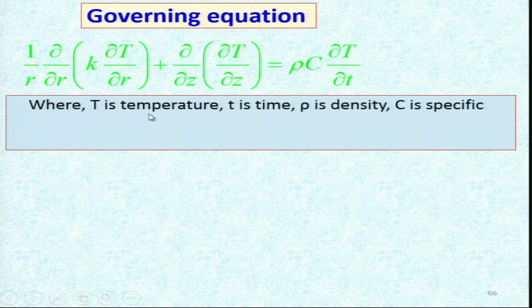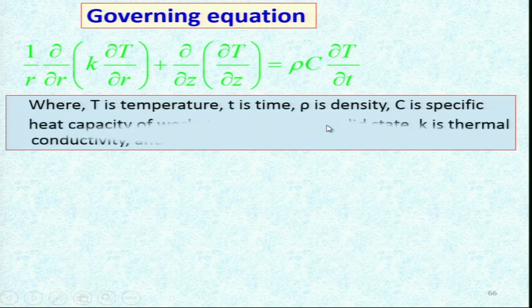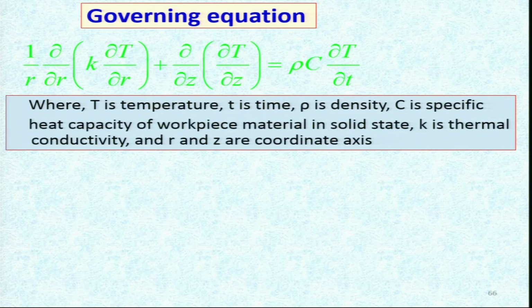Here T is the temperature, t is the time, rho is the density, and C, that is this capital C, is the specific heat capacity of the workpiece material in solid state. As I have mentioned earlier in the assumptions, the thermal properties are not changing with temperature, so this has to be kept in mind. And k is the thermal conductivity, and r and z are coordinate axes. The r coordinate axis is along the radius, z is in the vertical direction.